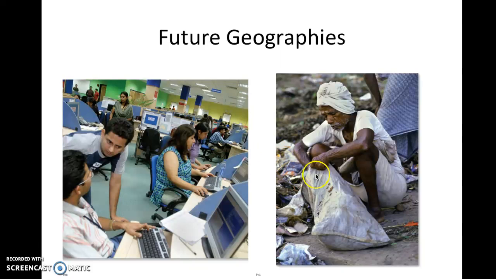Future geographies. And this is a contrast. A lot of times we think of India as the call centers and tech centers. That's what you're seeing right there. But here's the other reality. 400 million people live this lifestyle in India. And I think that's substantial. This man here is a rag picker. He's probably of a very low, untouchable caste. So I think there are the two contrasts of South Asia.